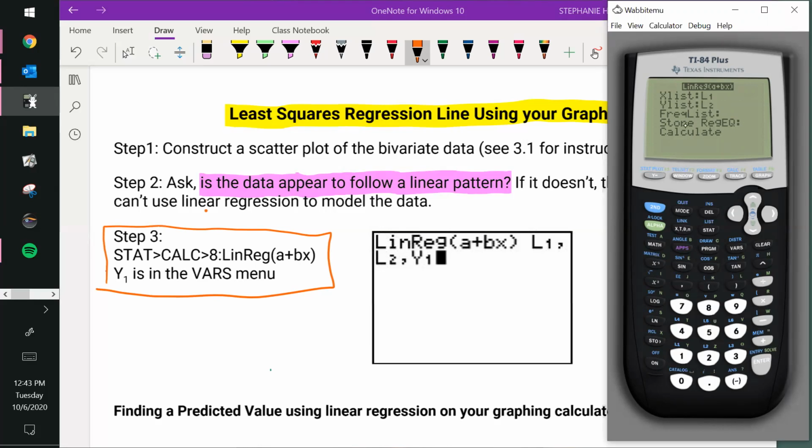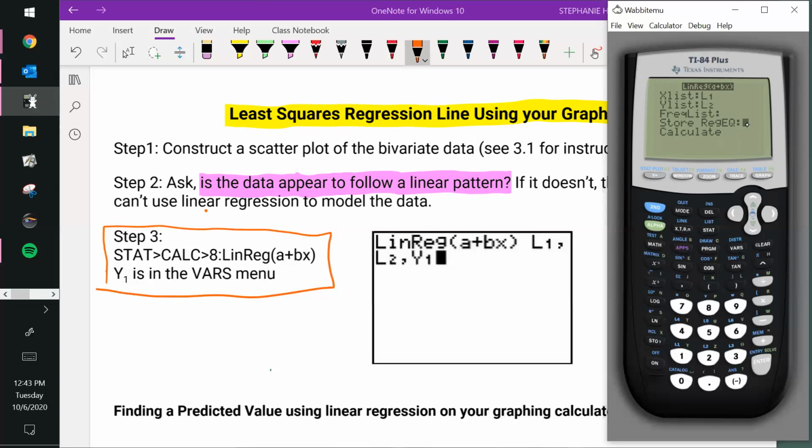What this line right here does is, if I put a Y vars in here, and I'll show you how to do that, it will automatically store the line that it's about to create in my Y equals right here, so that I can graph it and even calculate values for it very fast.